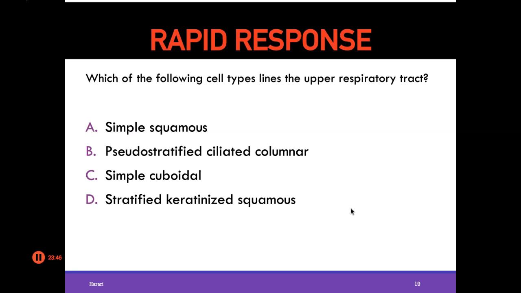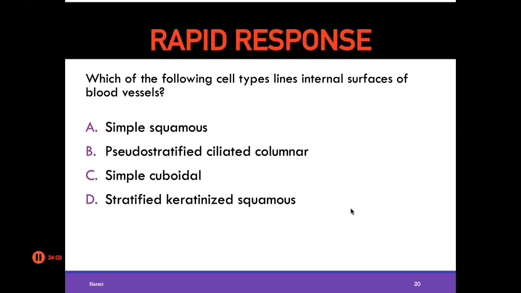So the answer is B, right? We need pseudostratified ciliated columnar epithelium to line the upper respiratory tract so we can get rid of any pathogens or dust and trap them in mucus and then propel them toward the digestive tract. Which of the following cell types lines internal surfaces of blood vessels? So pause here.